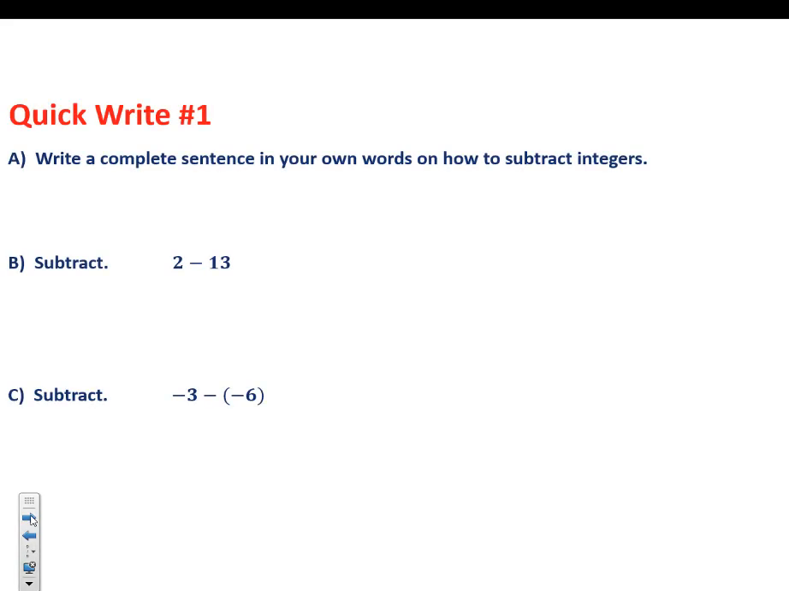Alrighty. So our first quick write of the night. Write a complete sentence in your own words, how to subtract integers. You have 2 of those problems to do. Write them down, show your work, show your roadmap, take a quick break, and then come back and join us in a few minutes for our second video.